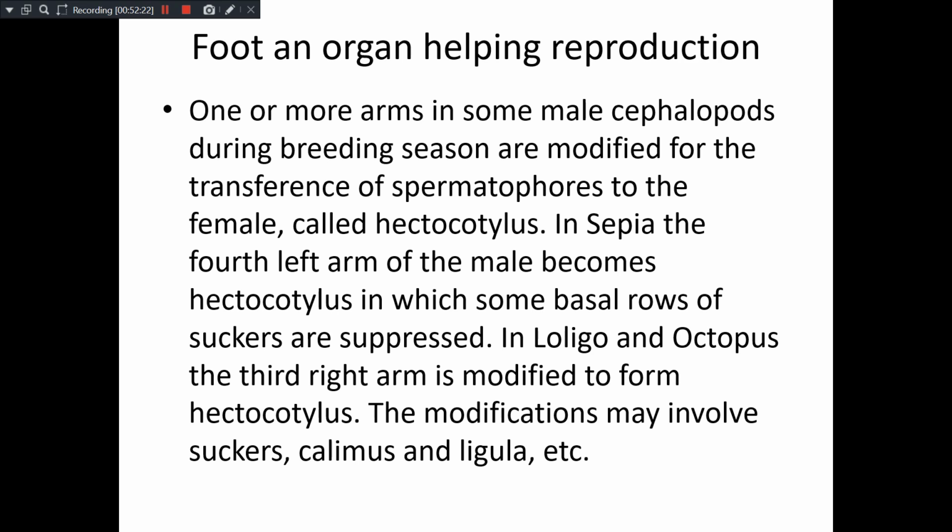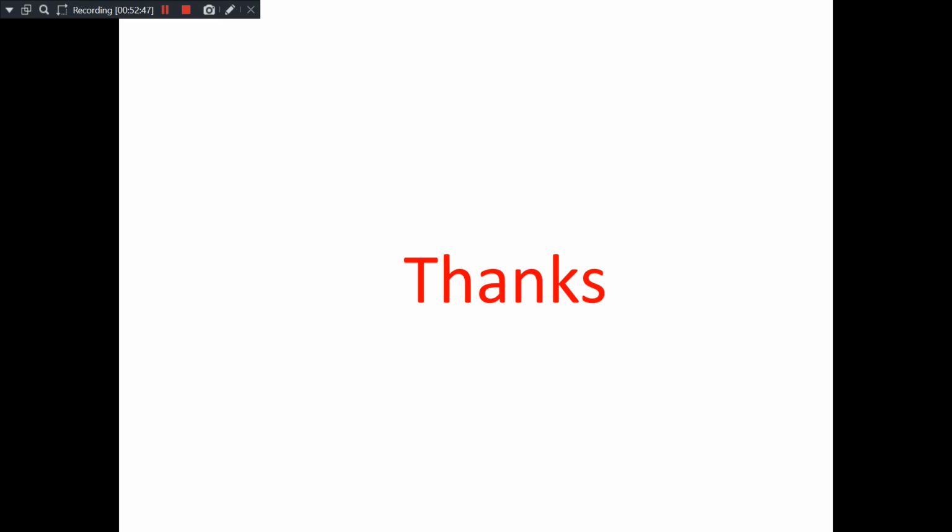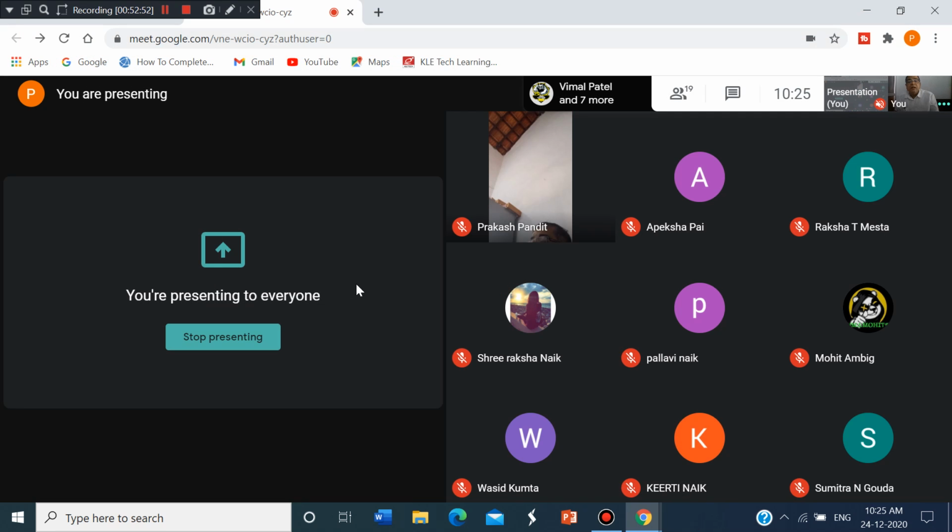If you look into the example of Sepia, the fourth left arm of the male functions as hectocotylus, whereas in Loligo and Octopus, the third right arm is modified as hectocotylus. And these modifications may also include suckers and other forms. So this is what I wanted to discuss as far as the shell and foot in Mollusca is concerned. About the foot and shell in Mollusca, I will send you the notes in a couple of days.